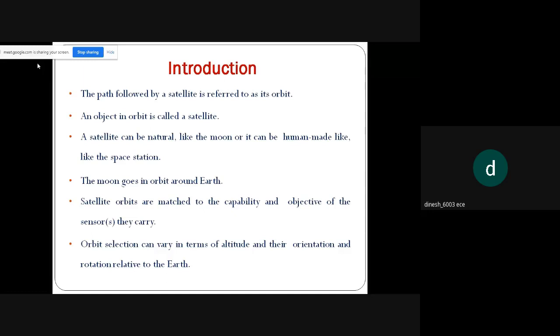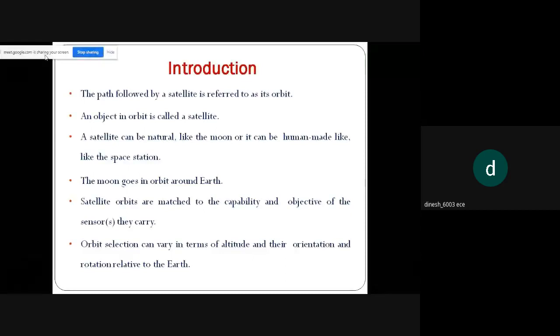What a satellite does is revolve around an object which has a much higher mass than it. The path followed by a satellite is referred to as an orbit. An object in the orbit is always called a satellite.